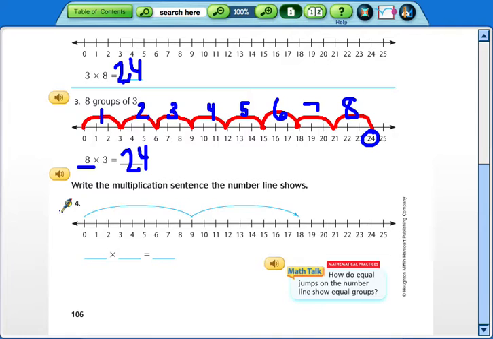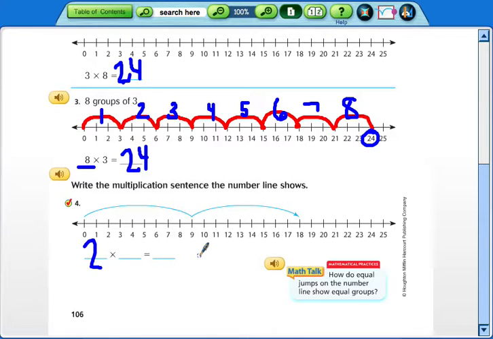All right, let's look at 4. I love 4 because, look, they've actually done the jumps for me. I just have to figure out what the equation is. So my first number is how many jumps I have in all. How many jumps do I have here, friends? 1 jump, 2 jumps. My first number is 2 because I have 2 jumps.